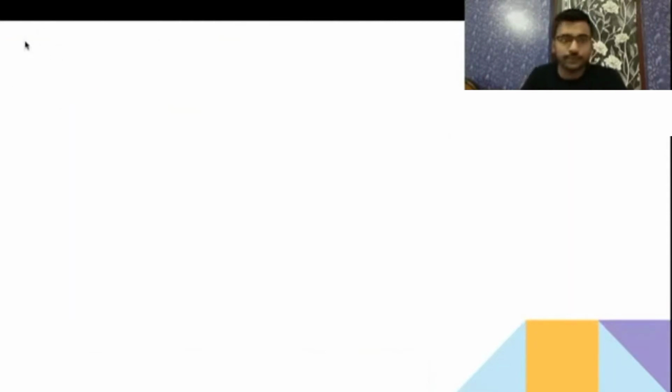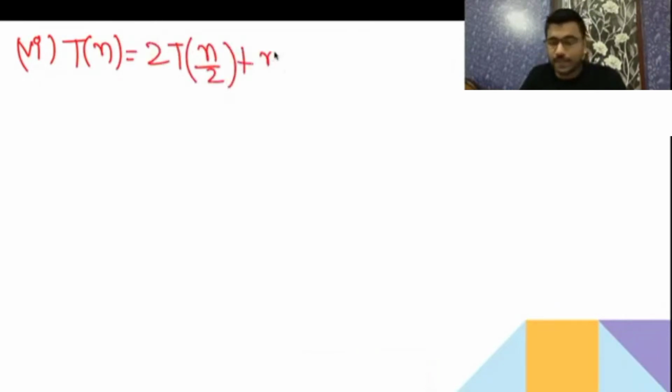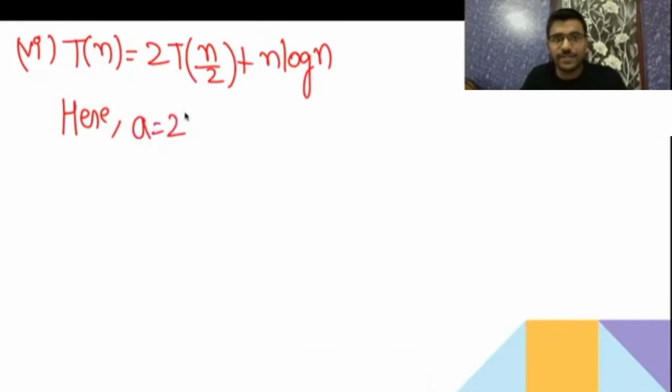Next one, Tn is equal to 2T n by 2 plus n log n. So here a is equal to 2, which is greater than or equal to 1. B is equal to 2, which is greater than or equal to 1. K is equal to 1. P is equal to 1.